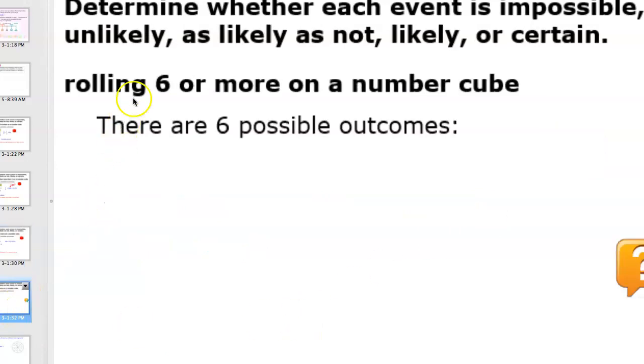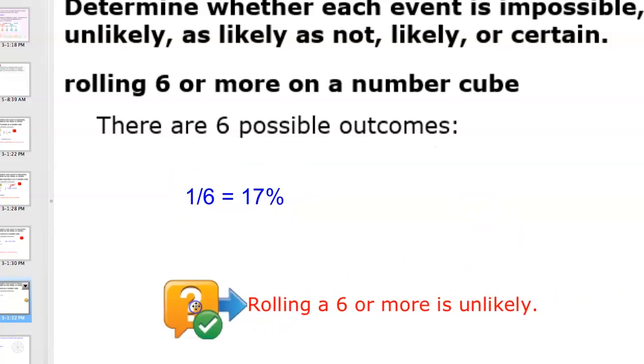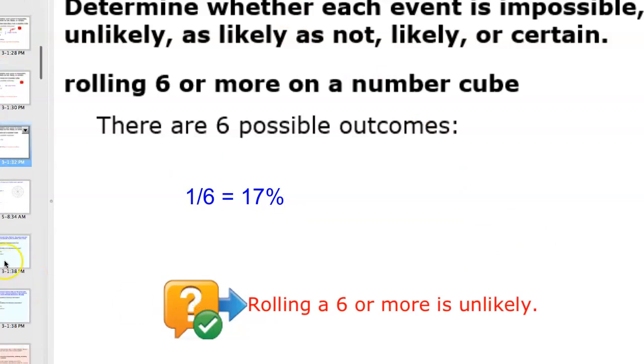Okay. Rolling 6 or more. Well, there's not anything more than 6. So to roll a 6 or more, I have 1 out of 6 outcomes. And to find the percentage of that, I would do 1 divided by 6 times 100, which is about 17%. Therefore, this is unlikely. It's not impossible, but unlikely.